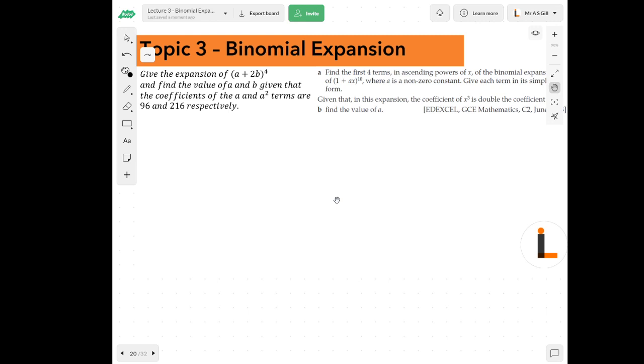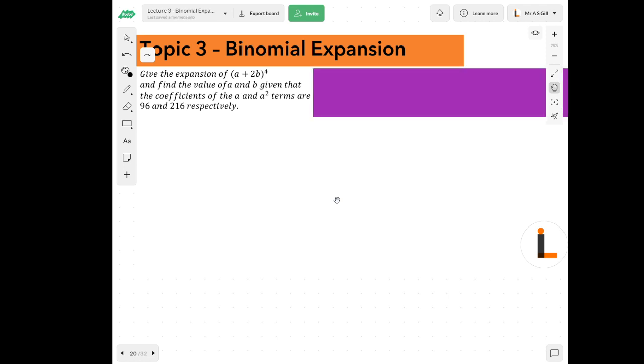Okay. So this is a really common type of question, and I think exam boards set really good questions like this because they test quite a large part of your mathematical knowledge and understanding. So we're just going to do a couple more of these. Okay. So the first part is to give this expansion.